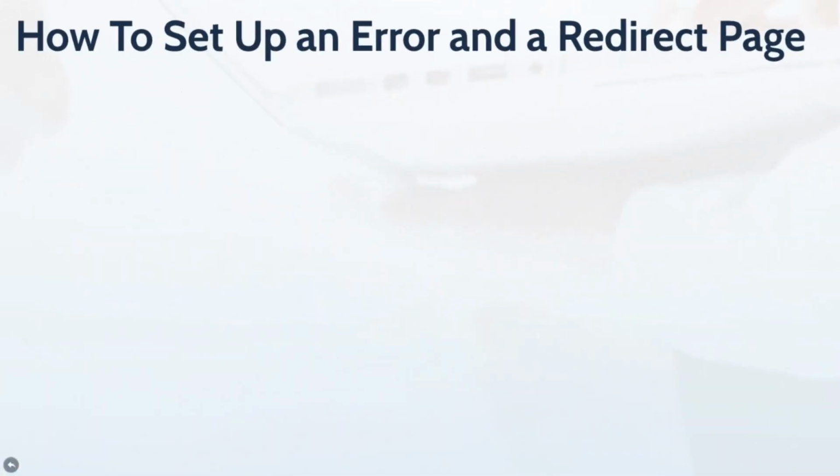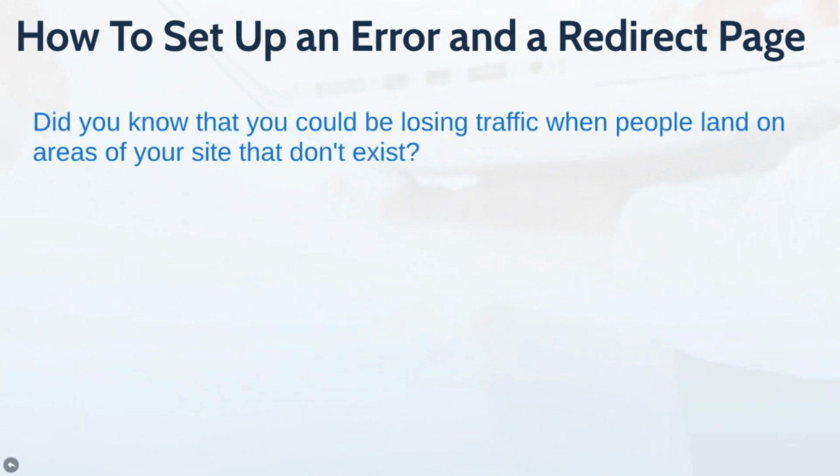Welcome to video number 6, and in this particular video we're going to talk about how to set up an error and redirect page. So did you know that you could be losing traffic when people land on certain areas of your website that don't exist? In other words, over the years of maintaining your website, you'll have pages and elements, videos, zip files, whatever, that will disappear from your website. And what will happen over the years is they will be indexed by Google, and if somebody clicks on that through Google and comes to your website, it will lead to what we call a 404 error page.